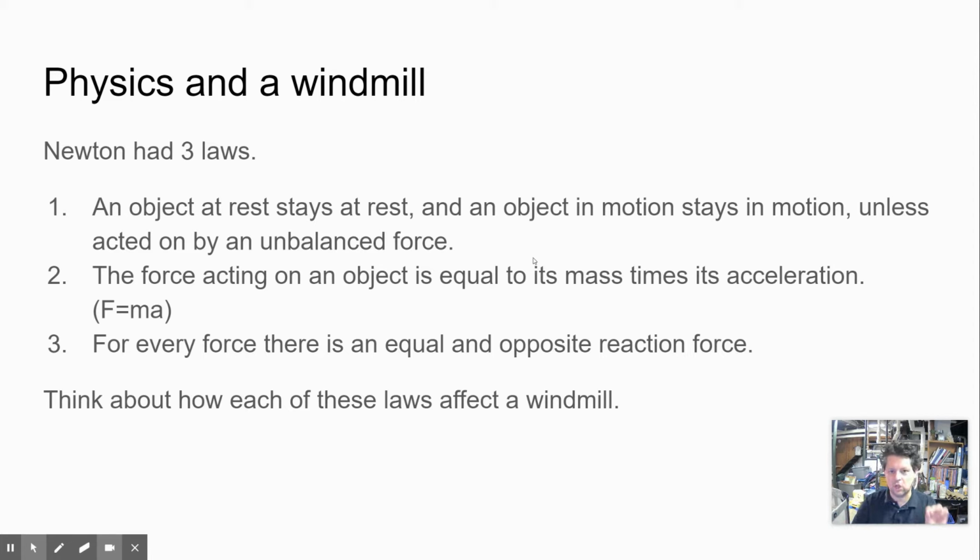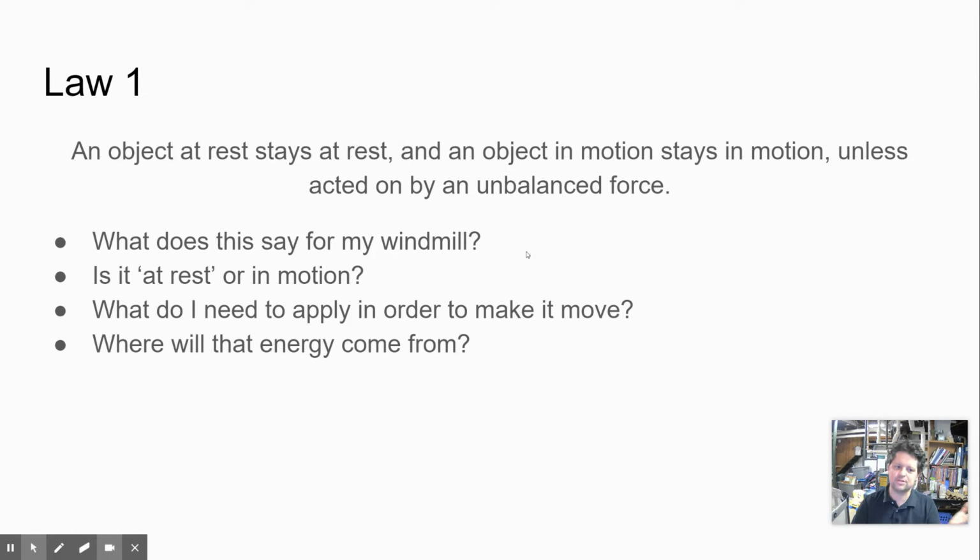Think about how each of these laws is going to affect a windmill. Newton's first law says an object at rest stays at rest and an object in motion stays in motion. So what does that mean for my windmill? Is my windmill normally at rest or is it in motion? What do I need to do in order to make it move? Well, according to his first law, I need to add an unbalanced force. So where is that force? Where is that energy going to come from? Answer those questions for me, and you've applied Newton's first law to a windmill.